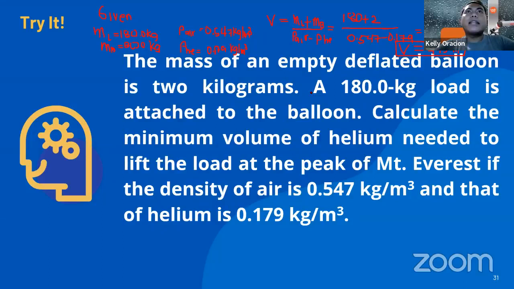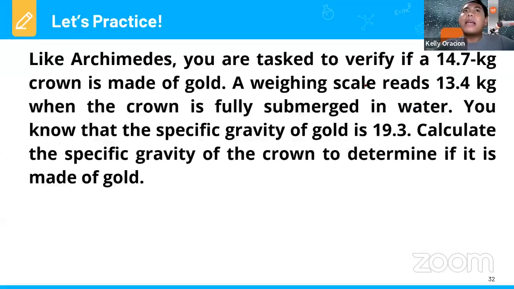For our second to the last example, now, like Archimedes, you are tasked to verify if a 14.7 kilogram crown is made of gold. A weighing scale reads 13.4 kilogram when the crown is fully submerged in water. You know that the specific gravity of gold is 19.3. The question, calculate the specific gravity of the crown to determine if it is made of gold.